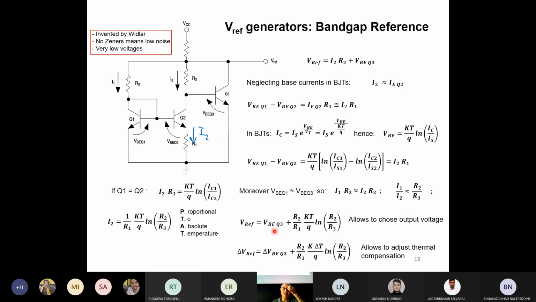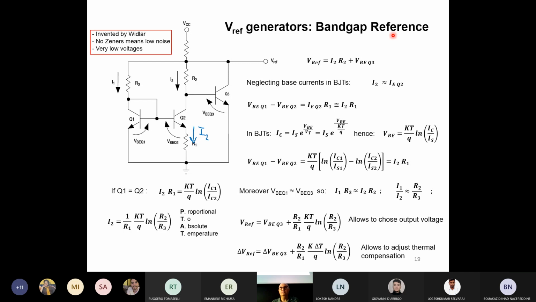That's why we are talking about band gap reference, because usually the two terms are more or less of the same order. That's why I told you that if we have a VB of 0.6 volts, the other term will be more or less that much, and so we have a Vref of 1.2 volts, 1.4, something like that. So we can play a lot with those equations and have a reference voltage which is stable in terms of VCC, output current, and temperature.